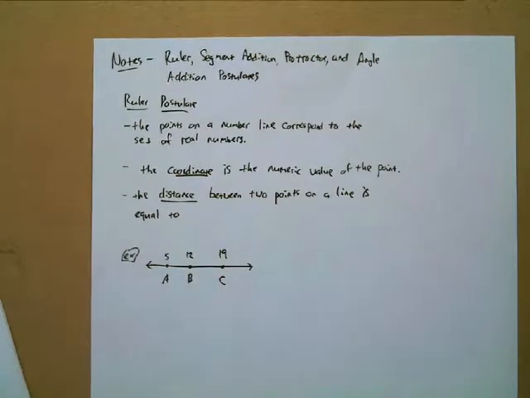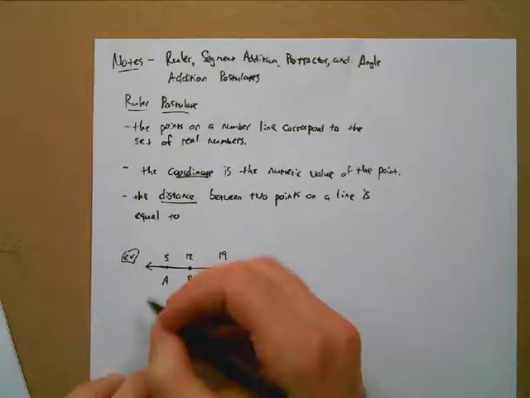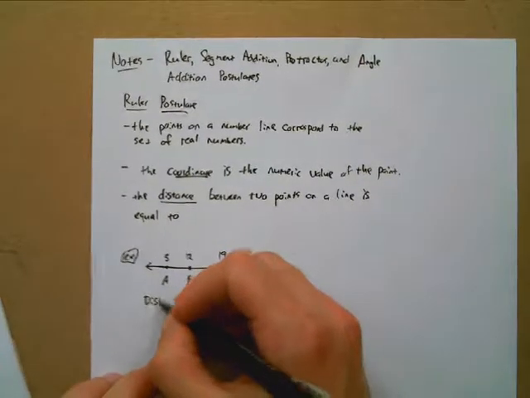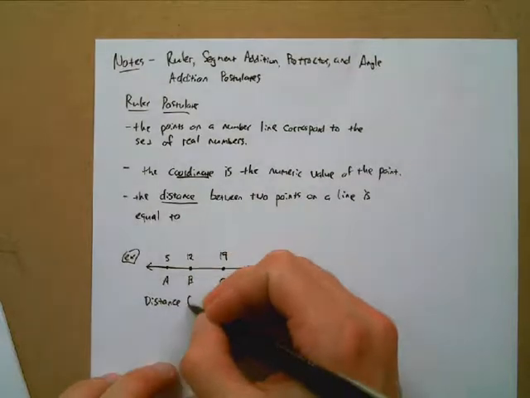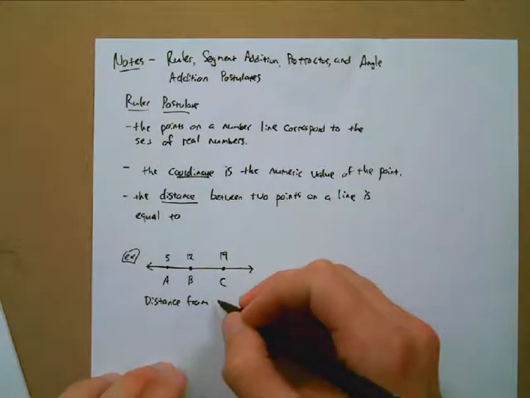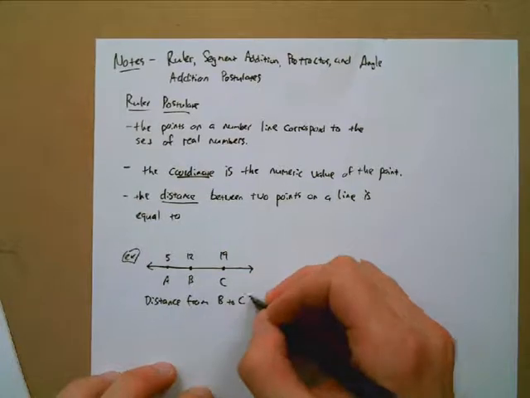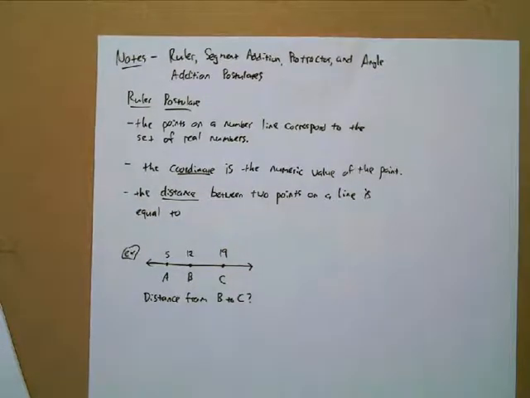What is the distance from, no, let's say from B to C? Go ahead. 7. Are we all okay with that? The distance from B to C is 7. How'd you get that distance? Because B is equal to 12 and C is equal to 19. And to get from 12 to 19, you gotta go 7 units, right? 7 units to the right. So the distance from B to C is 7. Okay.